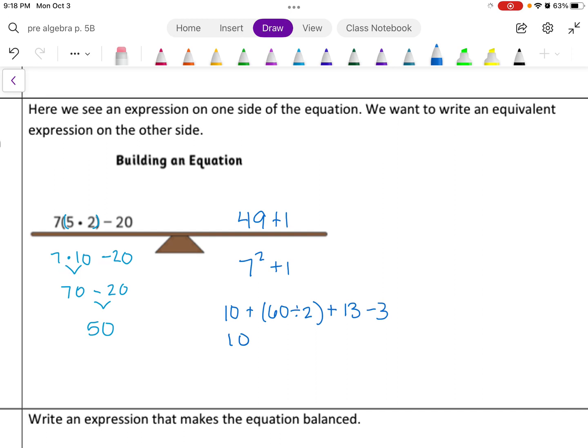Let's double check. 60 divided by 2 would be 30. 10 plus 30 plus 13 minus 3. 10 plus 30 is 40. 40 plus 13 is 53. 53 minus 3 is 50. So all of these are examples of expressions that are equivalent to 50. So again, whenever you're building one like this, you can make up whatever you want, just as long as it is equivalent to that other side.